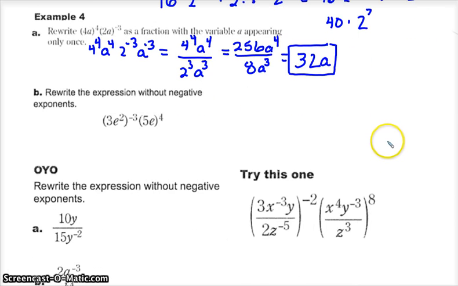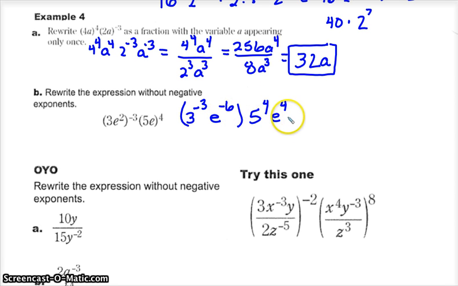Let's look now at part B. Again, I have two quantities, and I'll deal with them separately. The first one I need to raise all to the negative third power, so I have 3 to the negative third power times e to the negative sixth power. This is now being multiplied by 5 to the 4th, e to the 4th.